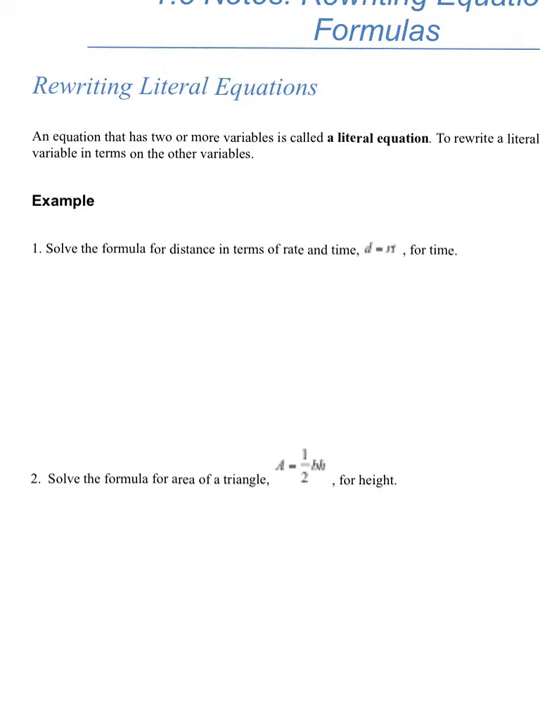I'm getting used to the iPad, so over time I'm hoping I will get a little bit quicker. But if I want to solve d equals rt for time, and maybe I'll just write that again because it's a little bit fuzzy. Time is the t, so d is distance equals r rate times time. And I want to solve for time. Solving just means isolate that variable. So if I'm solving for time, I'm solving for t, and I want to isolate that variable.